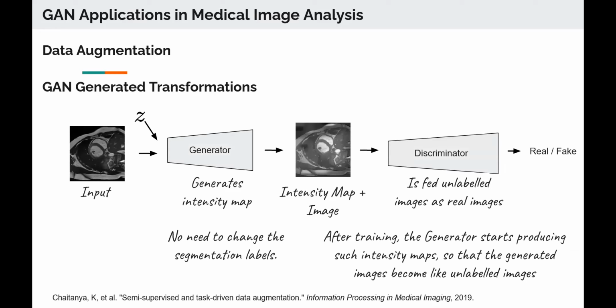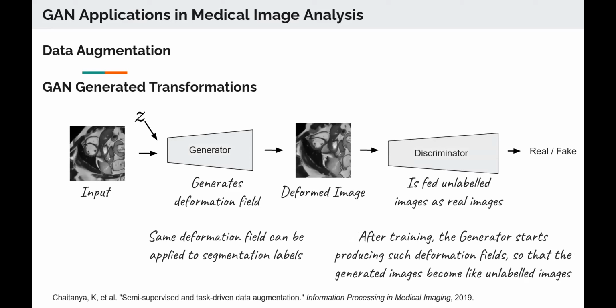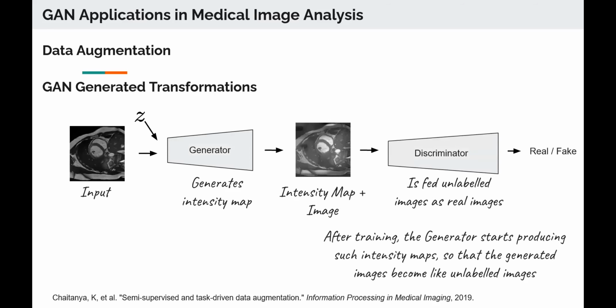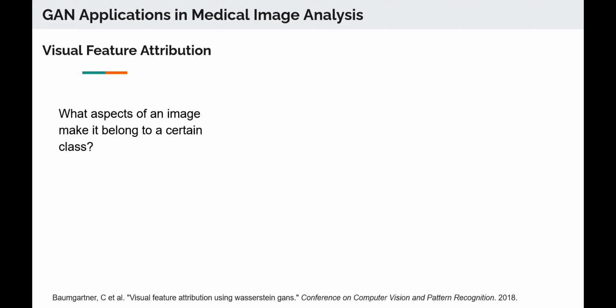And basically, by doing both these steps, the deformation step and the intensity step, we have a method which can generate new images leveraging an unlabeled data set. And these new images with corresponding label pairs are used as data augmentation to improve the training, right? So this is one application of GANs.